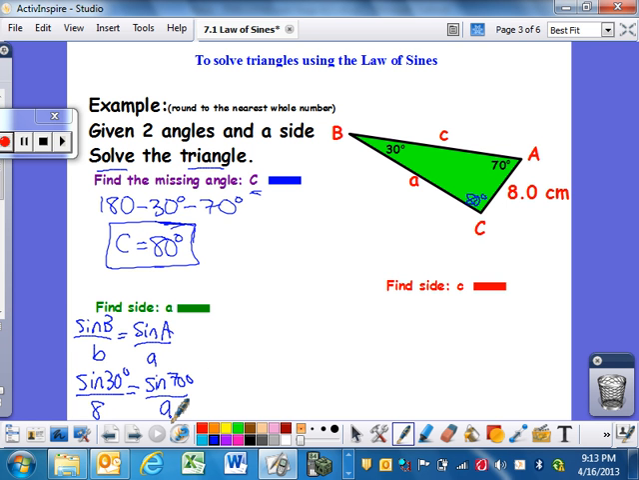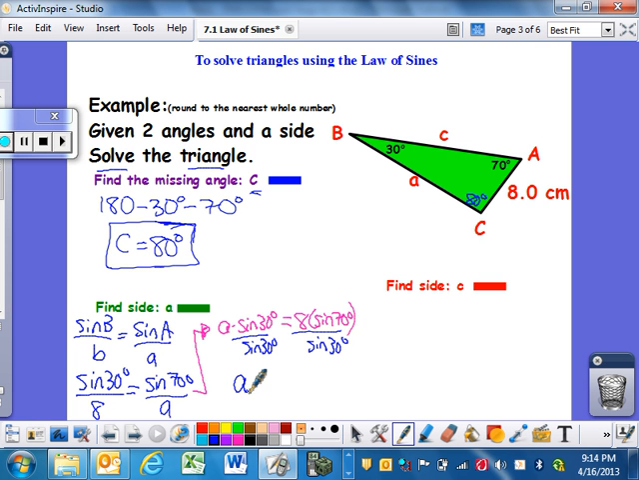And now all you need to do is cross multiply. Okay? And it becomes quick and easy. So A times sine of 30 equals 8 times sine of 70. And now's where you need your calculator. You need to make sure your calculator's in degree mode. That's a big situation. Then all you have to do is solve for A, so divide by sine of 30.